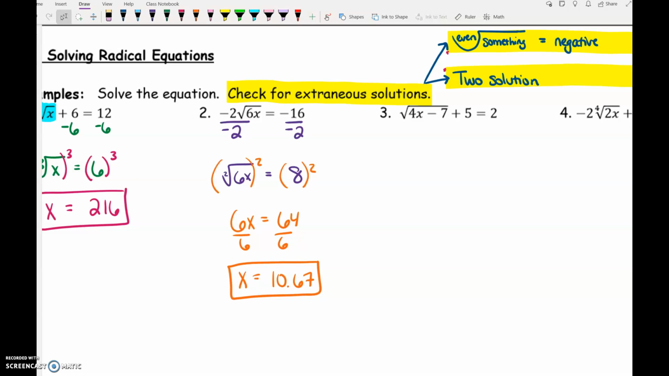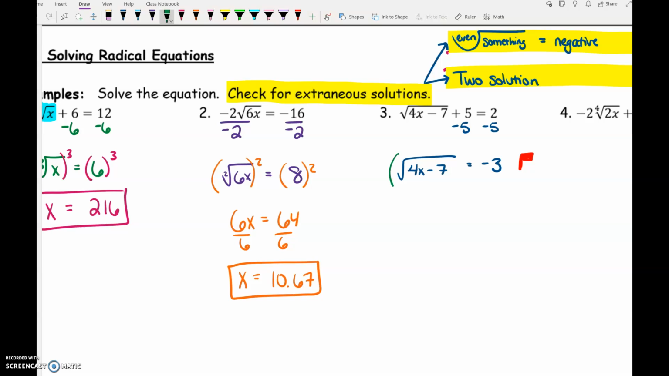Number 3, excuse me, we have to get the radical by itself. So our first step is going to be subtract 5. This is a square root. That's an even index. And it's equaling a negative number. So this is a red flag. And I'm even going to draw in a little red flag. Because we have an even index radical equaling a negative number, there's a very good chance that this solution is going to be extraneous. I am going to finish solving it though.